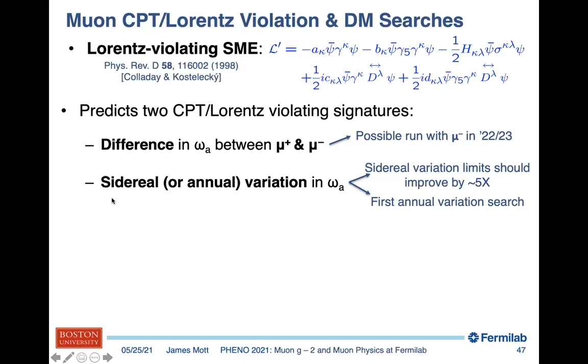And then you'd also expect to see sidereal or annual variations in our measurements of omega_a. So we'll search for these, and we're expecting the sidereal variations to improve by a factor of 5, and the annual variation will be the first time we do this. Brookhaven didn't run for long enough in the year to do an annual variation. Our runs at Fermilab are much longer, so we can do this.